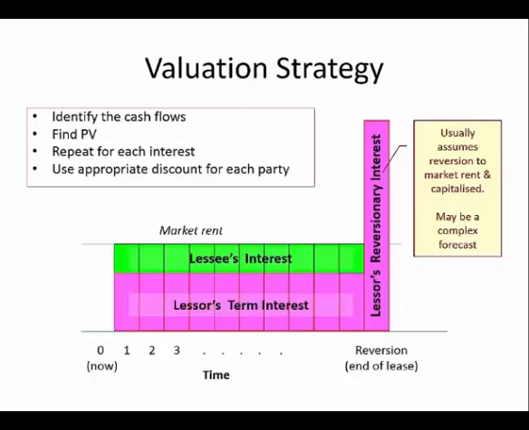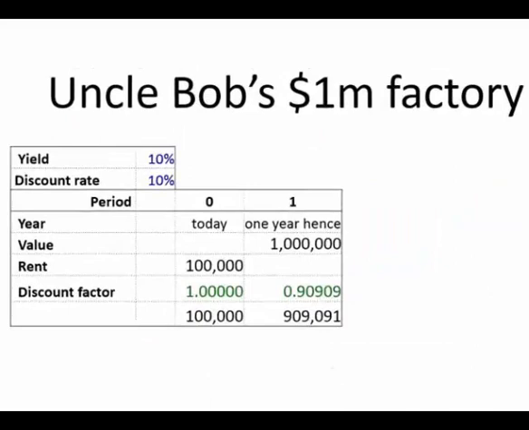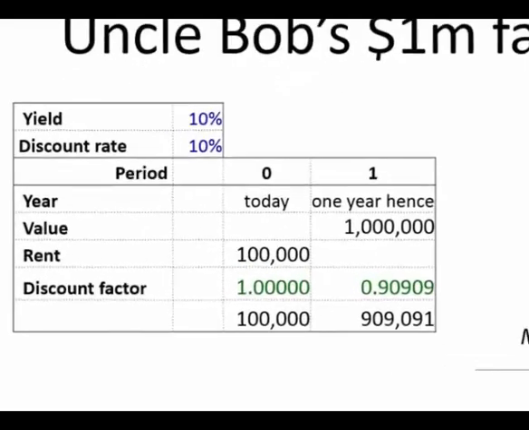Okay, let's move on to looking at an example. I'm going to look at a very simple example. I'm going to call it Uncle Bob's $1 million factory building. Let's imagine Uncle Bob has offered to give you his empty factory building because you want to start some business. You need a factory, you don't have any money. And he says, well, I'll give you the first year without any rent at all because I'm your uncle and I care for you and all that sort of stuff.